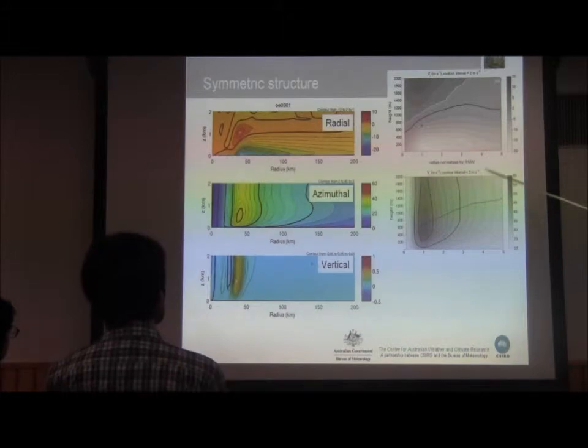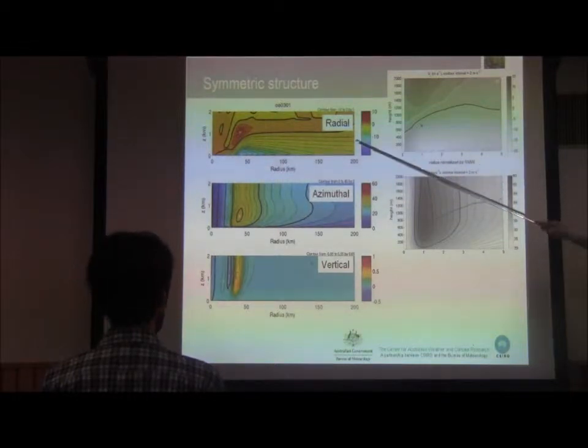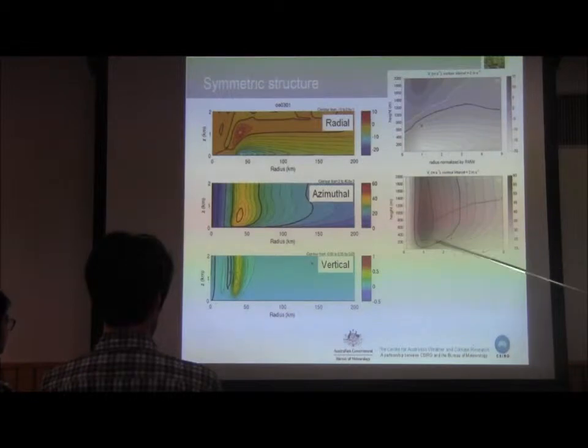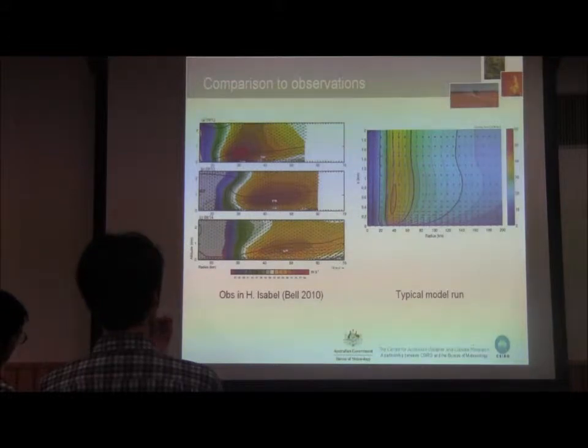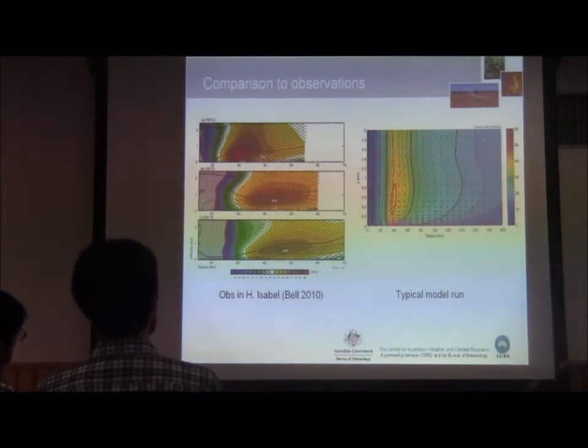So just to remind you, here are the observations from Zhang, and they look quite similar. We have the outflow, the inflow, the maximum winds and so forth. So the model is matching the mean observations. Another comparison to the observations, so these were Michael Bell's work, and again, in structure at least, we're quite similar.